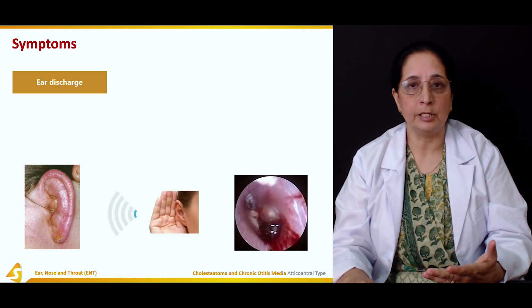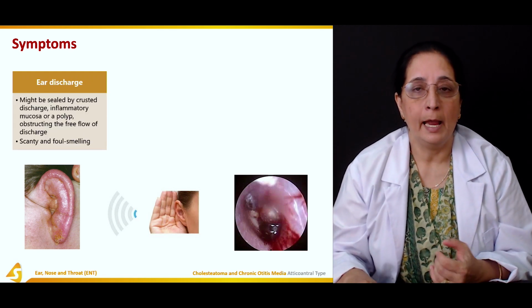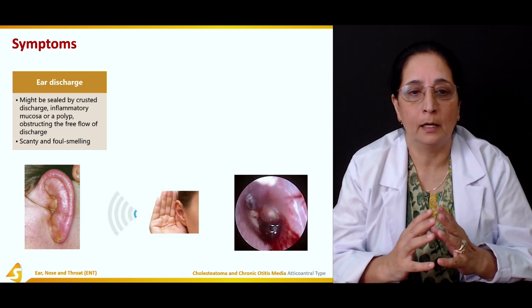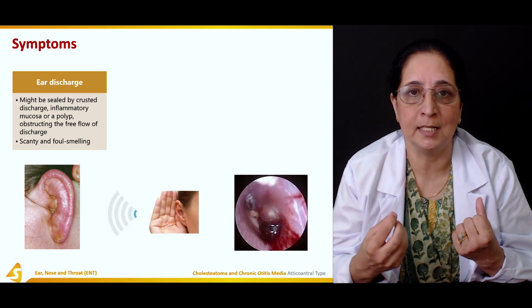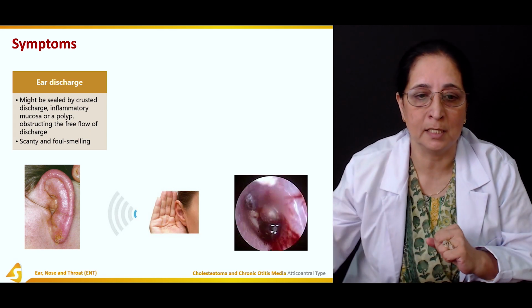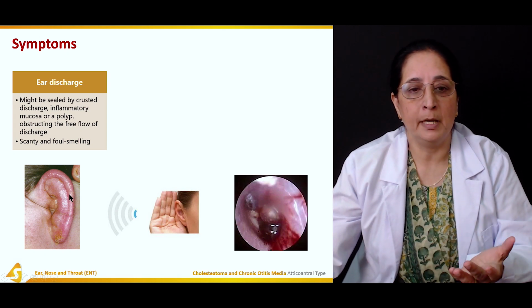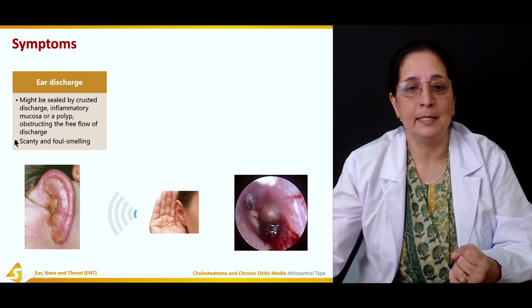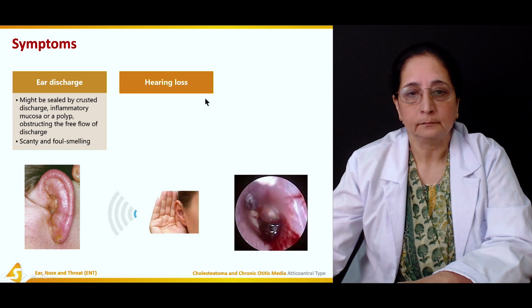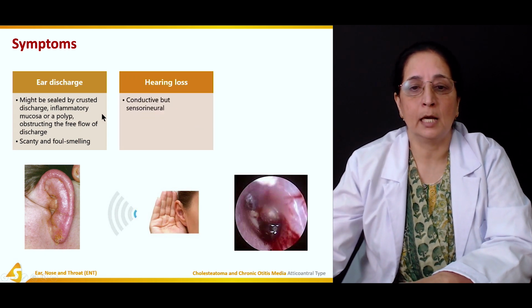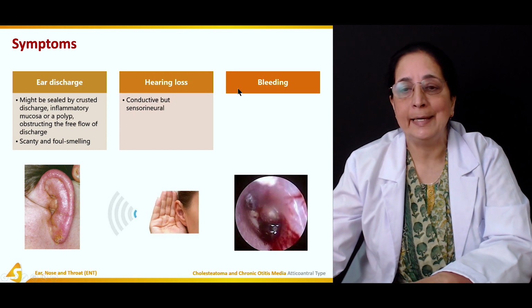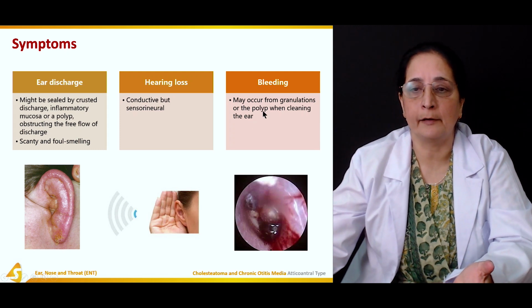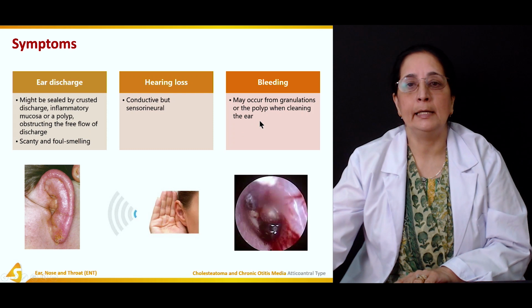Symptoms are ear discharge. Ear discharge is very common, and sometimes when it dries and becomes crusty, it may seal the external auditory canal. There may be a polyp obstructing the free flow of discharge. It can be scanty and foul smelling. Hearing loss is there, which is conductive but may also be sensorineural. There is usually bleeding from granulation and polyp when cleaning the ear.